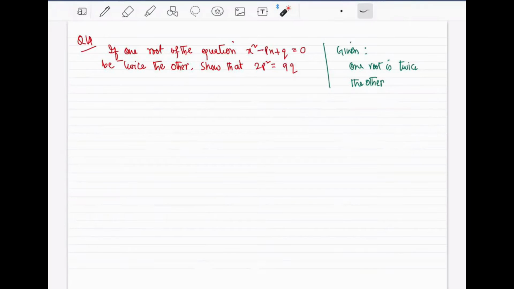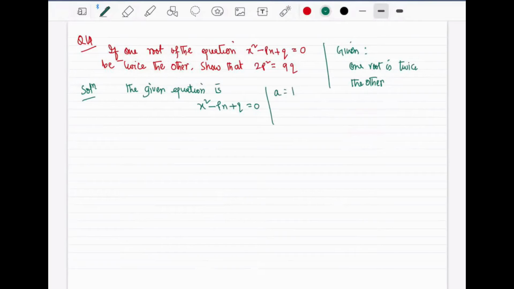All right. So here, let's put down the solution. What is the given equation? It's given like this. So from here, how much is a? a is 1, b is minus p, c is q. So according to the equation, what condition should this equation satisfy? The root alpha is twice the other root. Alpha and beta are the roots.